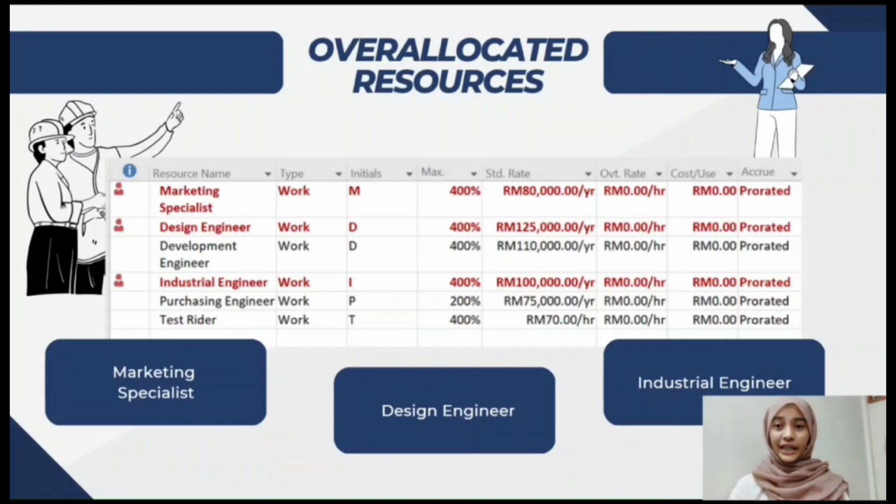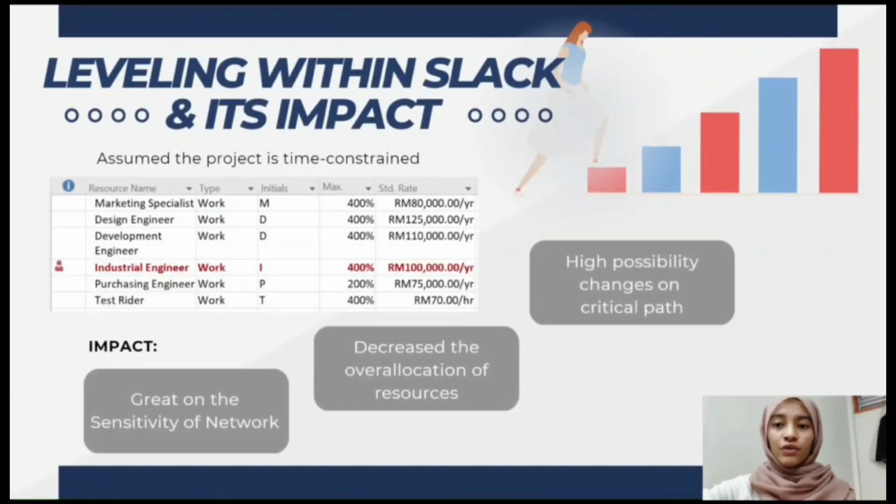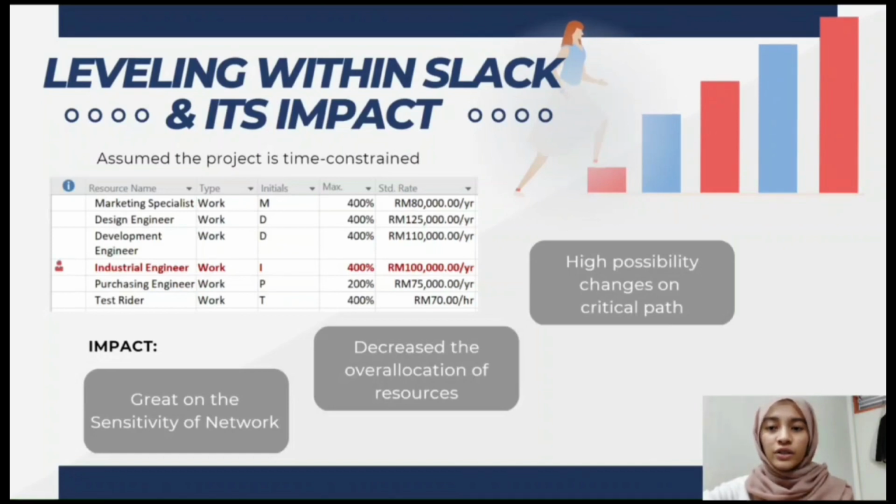We have assigned the resources in this project schedule, and we analyzed and found out there are 3 resources that have been allocated, which are the marketing specialist, the design engineer, and the industrial engineer. As we assume this project is time constrained, the over-allocation problems regarding the resources can be resolved by leveling within the slack. However, when our team leveled the resources within the slack, the industrial engineer is the only resource that is still over-allocated, while the other over-allocated resources have been resolved and well allocated.